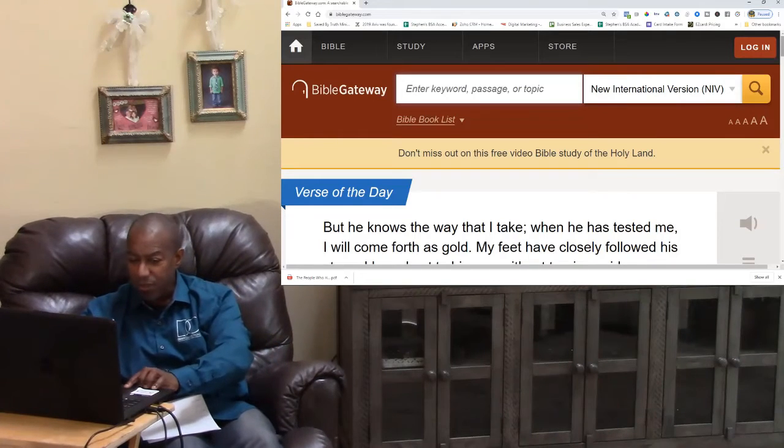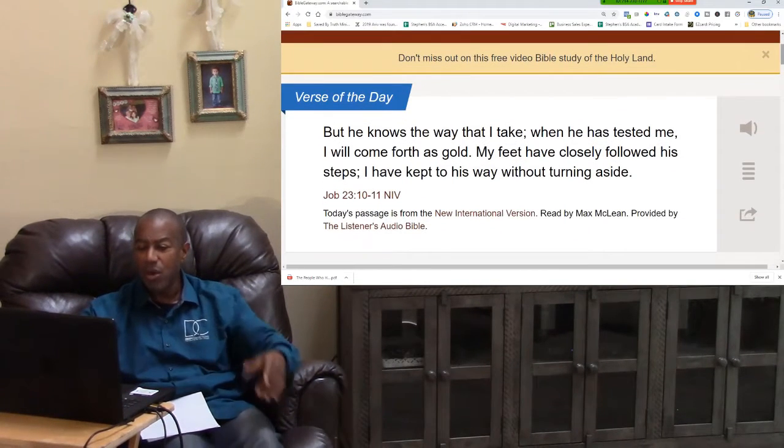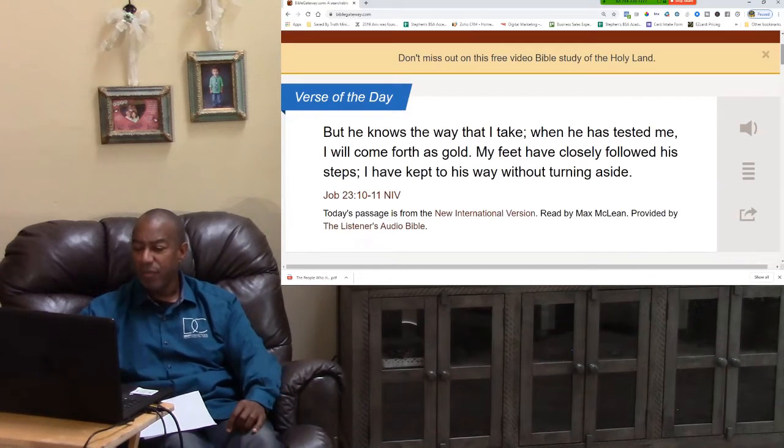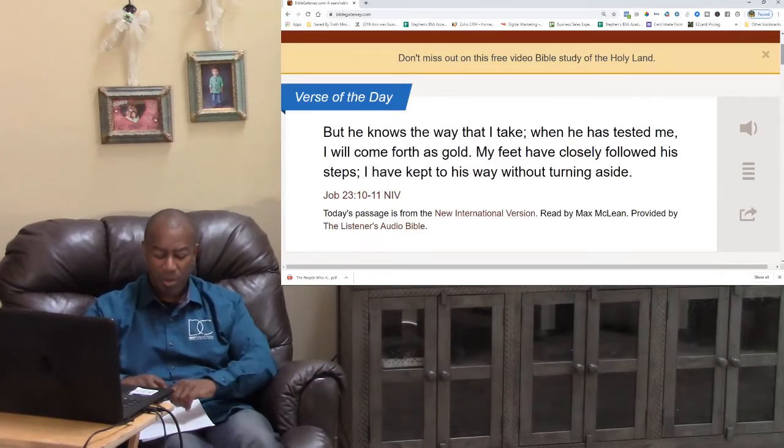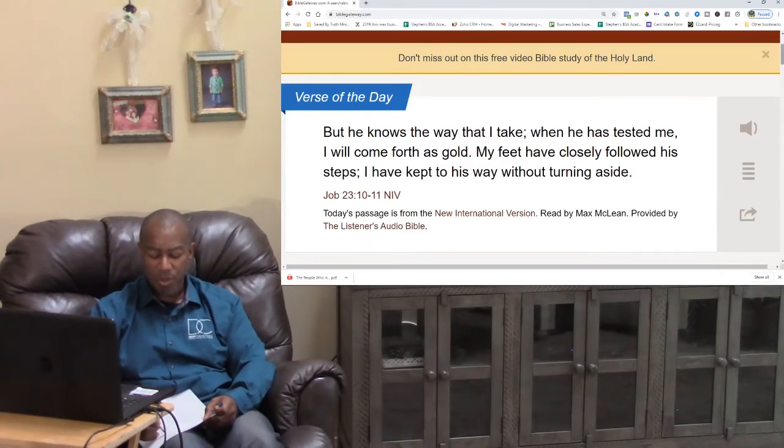And so let's look at the verse of the day. It says, "But he knows the way that I take. When he tested me, I will come forth as gold. My feet have closely followed his steps. I have kept to his way without turning aside." Amen. And that was Job. That was Job 23.